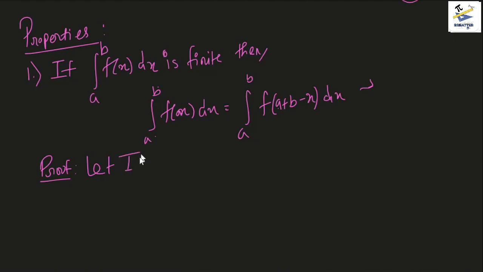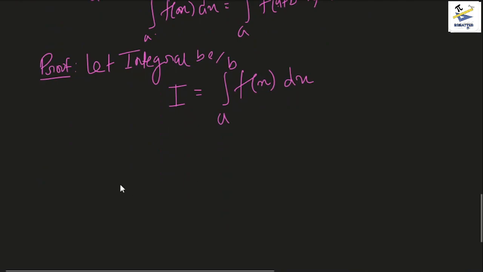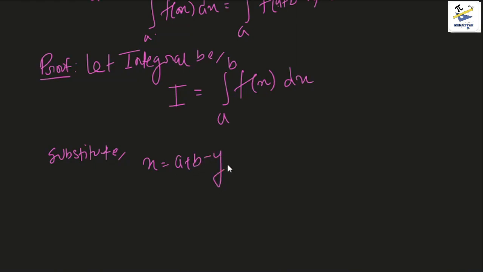First let us denote the integral. That integral be I equals the integral from a to b of f x dx. Now what we can do is make a substitution, x equals a plus b minus y. In this substitution, what we get is dx equals minus dy, right?